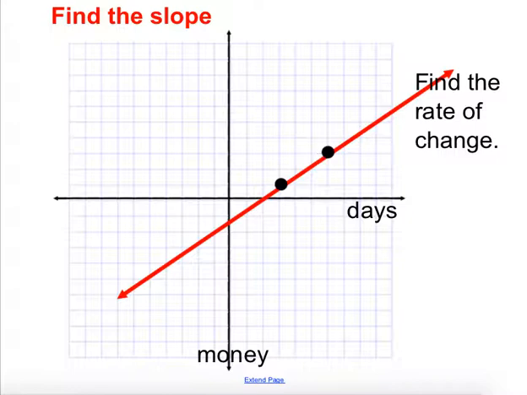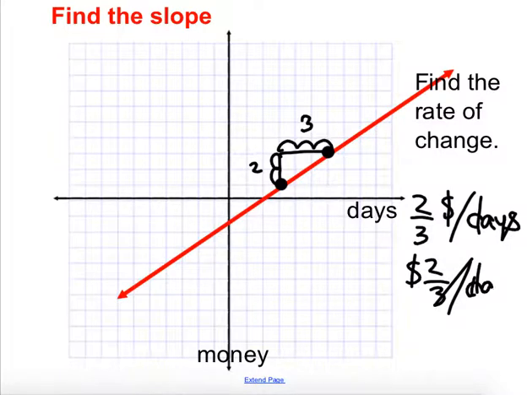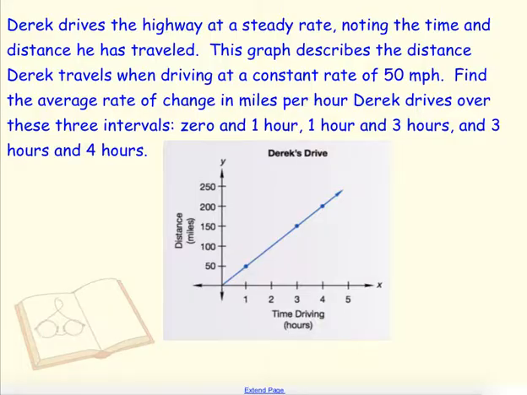And another one, here's my slope triangle, up 1, 2, over 1, 2, 3. So 2 over 3, and I'm going to relate, remember, my y over my x, so money over days. So 2/3 of a dollar, we could say 2/3 of a dollar per day. Okay? All right. Just a couple, I think just one more example here.